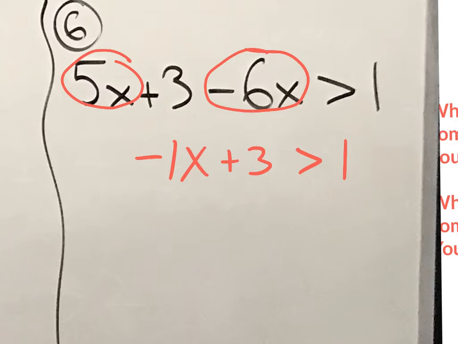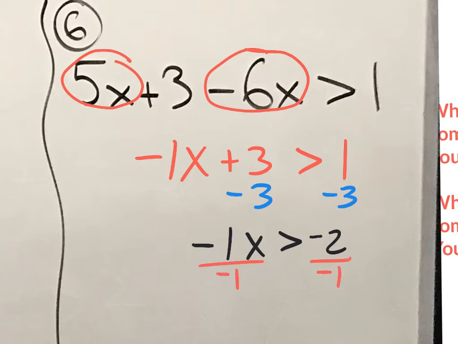We still need to get x by itself. So what do I do next? Anybody? Subtract 3. And when you do it to one side, do it to the other side. Brian, we're going to have a negative 1x greater than negative 2 left over. What do we do next? You divide by negative 1. Divide by negative 1. All right.